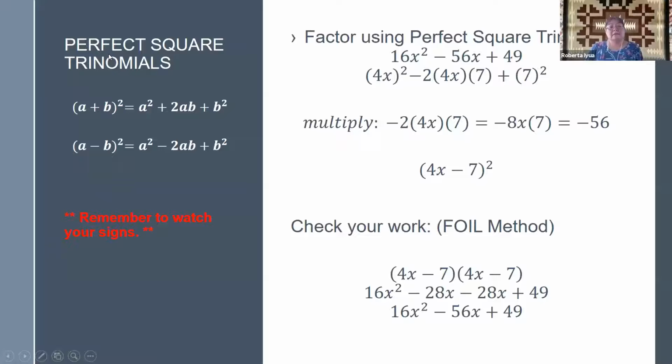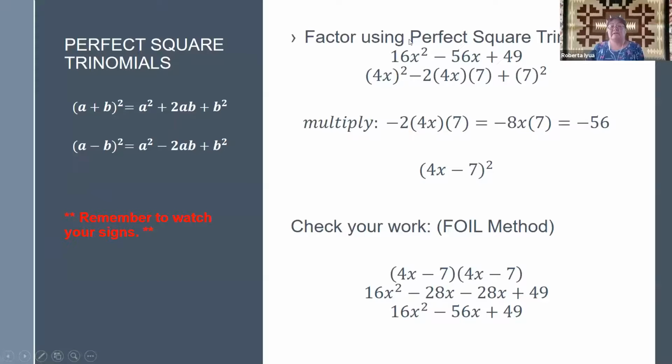Here we're going to look at factoring the perfect square trinomials. You have two here: a plus b squared, which is equal to a squared plus 2ab plus b squared, and the second one is a minus b squared, equal to a squared minus 2ab plus b squared. And I have an example of that.